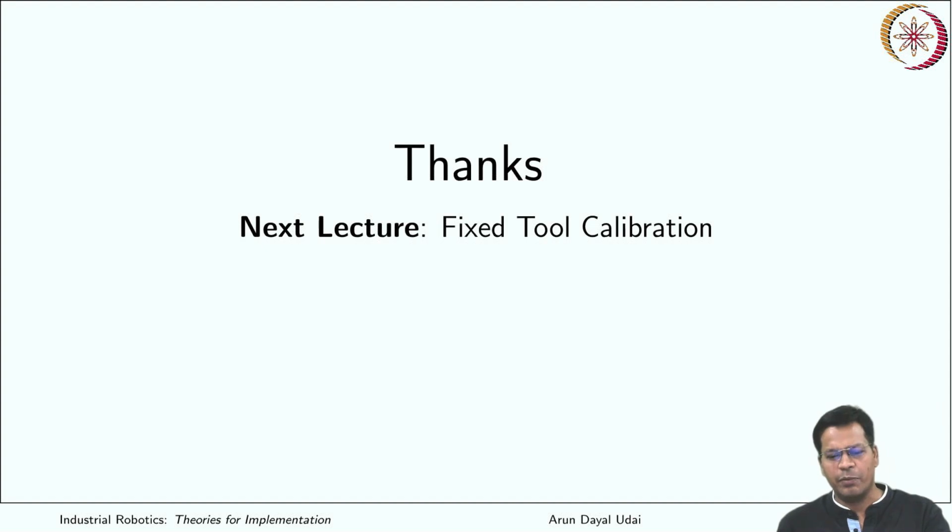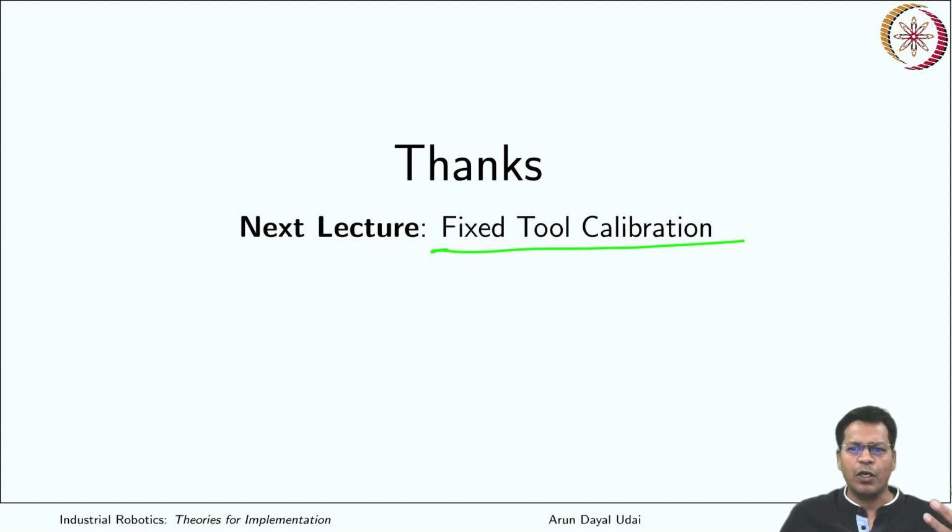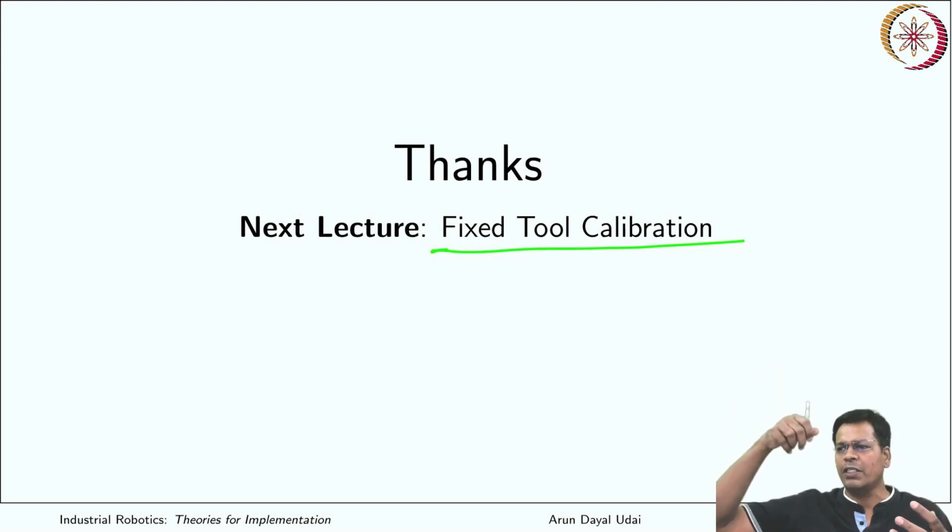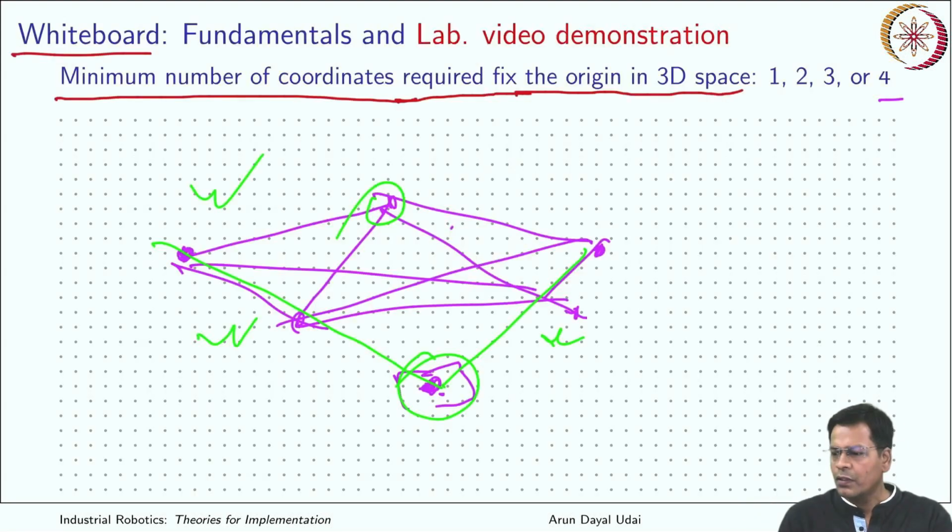In the next class, we'll be dealing with fixed tool calibration. Here the tool is not an object that the robot is handling. Your object is now held by the robot and your tool is mounted somewhere in the workspace, and you are trying to machine your object using that fixed tool. How to calibrate that? I will show those types of applications. Let us quickly see some calibration demonstrations.